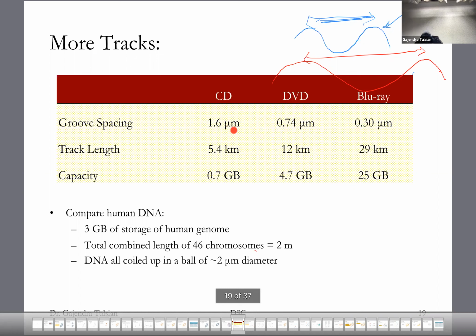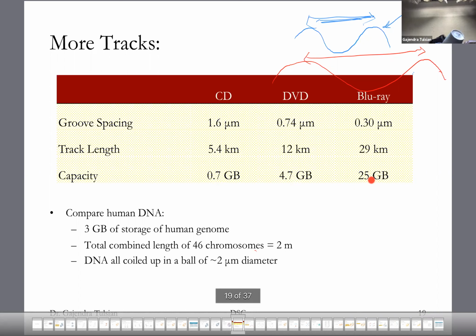Okay, so let's see the information. A CD could pack only 3/4 of a gigabyte. A DVD could pack 5 gigabytes. And a Blu-ray, which uses a blue laser, can pack 25 gigabytes.